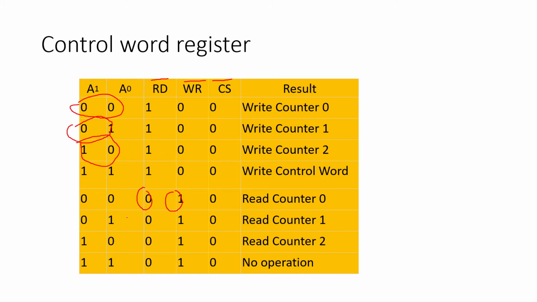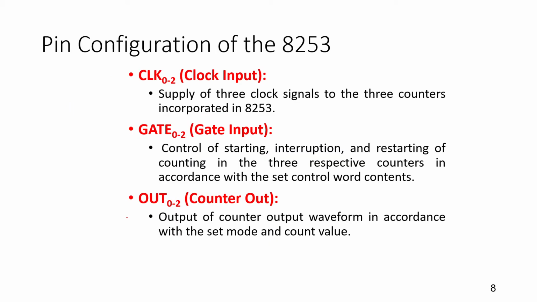This is the control word register table. And it depends on the value of A0, A1, read, write and CS; the corresponding operations can be performed. And the next signals, 3 signals are used in each counter: clock 0 to 2, gate 0 to 2 and out 0 to 2.